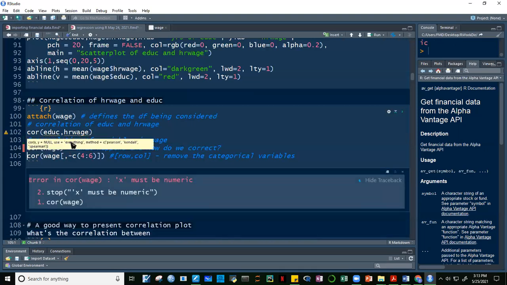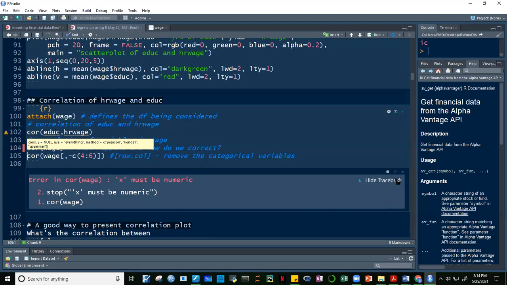Okay, ano nangyari guys? What happened? Were we able to get the correlation matrix of the dataset wage? Hindi, di ba? Bakit hindi? Kasi may mga categorical variable dun. You cannot get the correlation of a quantitative with a categorical. Hindi natin pwedeng kunin yung correlation nun.